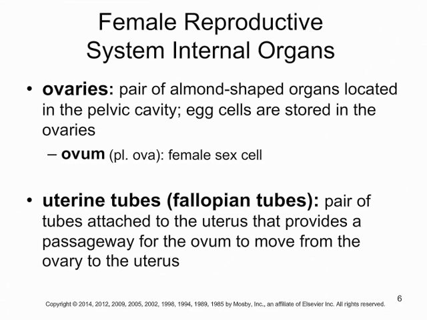The uterine tubes just act as a passageway to move the ovum from the ovary to the uterus. And they're called fallopian tubes also based on the person who first described them. So this is an example of an eponym.